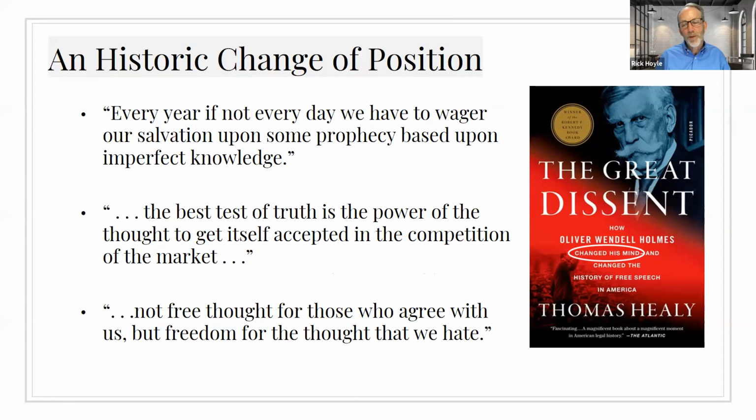Here, it's a 12-paragraph opinion, well worth a read if you wish to Google it. Here are some quotes that very much capture, as it relates to free speech, an intellectually humble view, particularly this notion of imperfect knowledge.